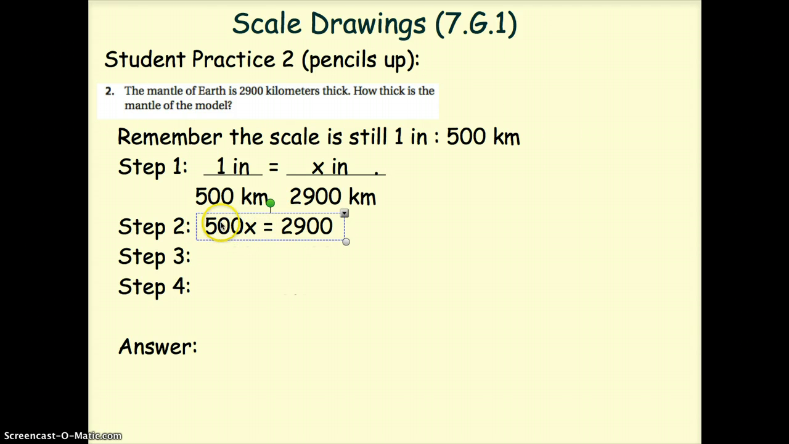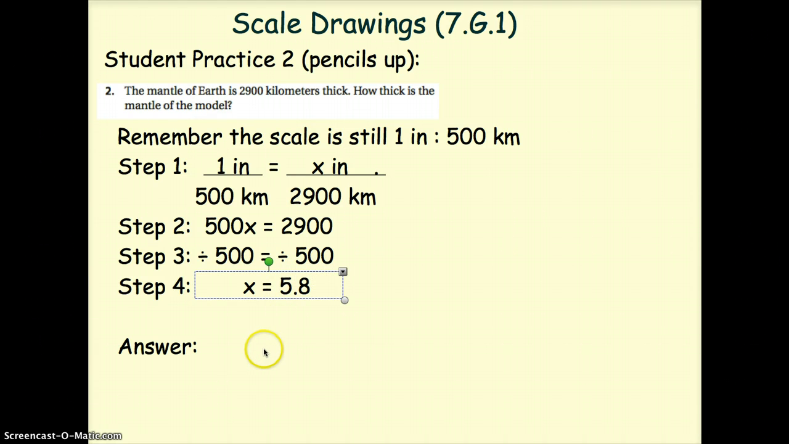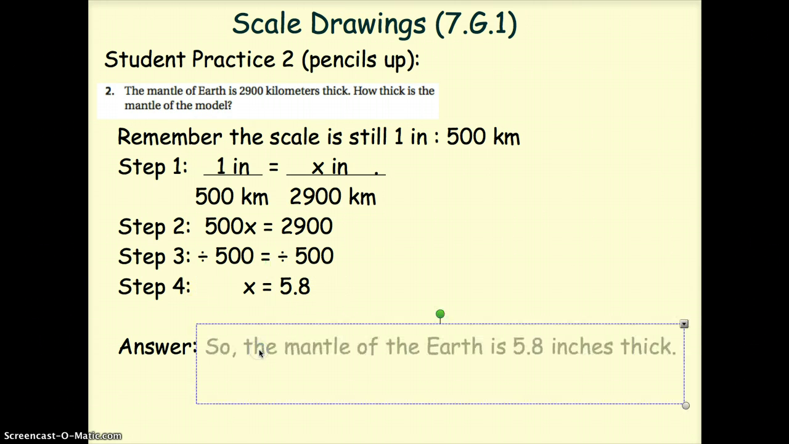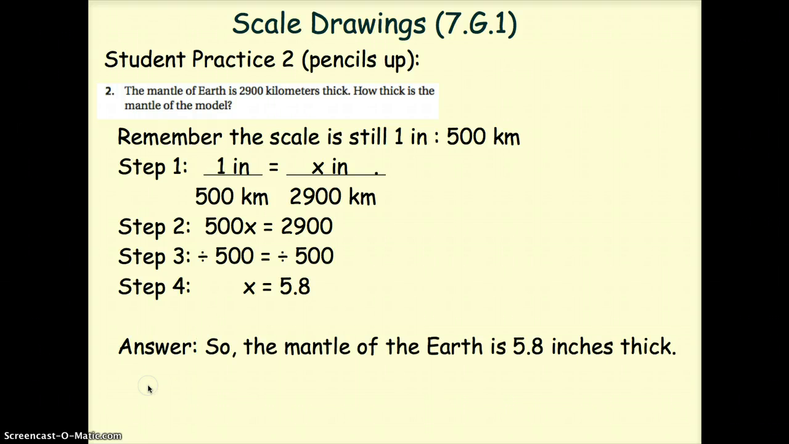Now I need to go ahead and get x by itself, so I'm going to undo this multiplication by dividing both sides by 500. And I come up with an answer of 5 8/10, because if we divide these, we can get 5 into 29 5 times, 25 with 4 left over, 5 goes into 40 8 times. Now our final answer does need to include words. We need a complete answer. So the mantle of the Earth is 5 8/10 inches thick.